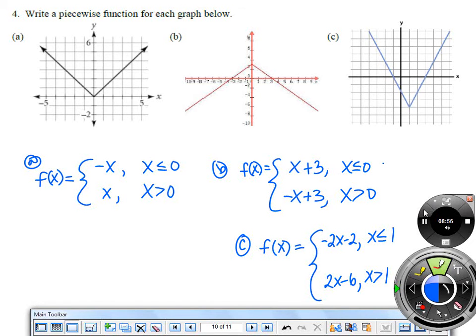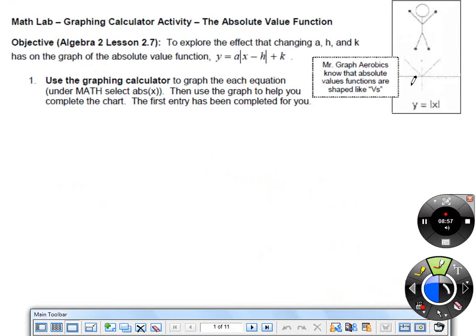I'm going to bring it up for you guys. All right, so we already discussed that they're going to create V's. Things with absolute values create V's. And then we're going to use the calculator to quickly get us a bunch of V's, not because we don't want to be able to graph them by hand. We need to be able to graph them by hand. Is that clear to everybody?